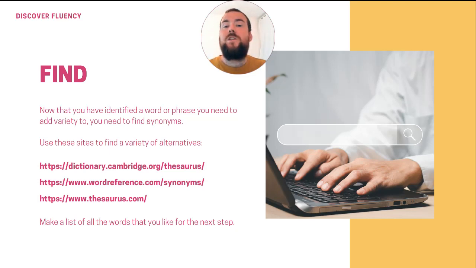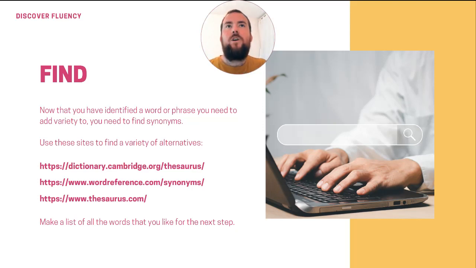You could also just speak to a friend or a language partner or a teacher and say, this word, this phrase, this expression, what other ways can I say this? So you just need to find some synonyms or some phrases that mean exactly the same thing, or they work the same way in that context. So again, you probably want to make a list of a couple of those.